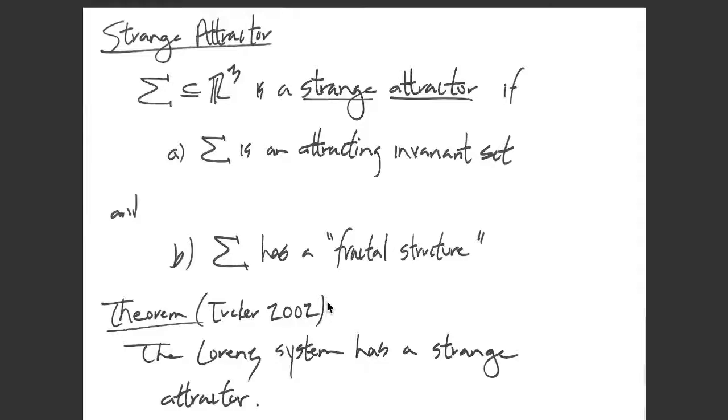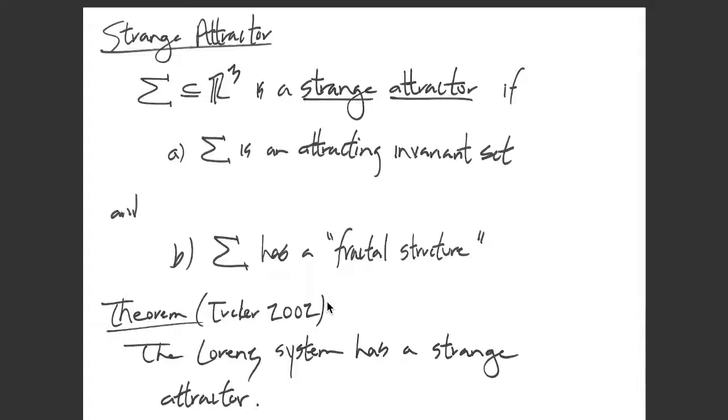And then finally, we have the concept of a strange attractor. A set is called a strange attractor if A, it's an attracting invariant set, and B, the set has what we call a fractal structure. I won't get into the details of what fractal structure means, but it means what you think it means. If you've seen those pictures of fractals all over the place, you have this kind of self-similar structure that can be defined rigorously. And that's what we require for a strange attractor, some sort of fractal structure.